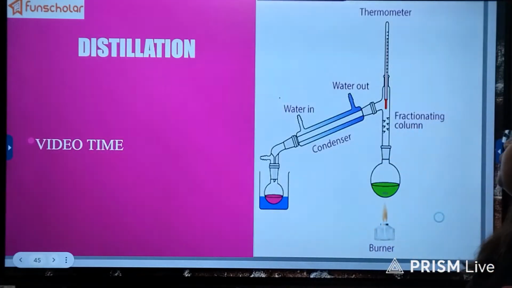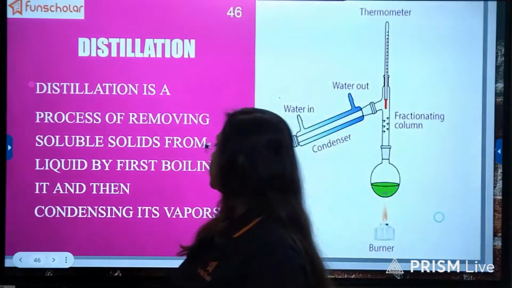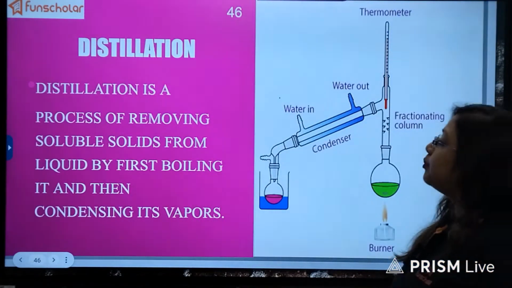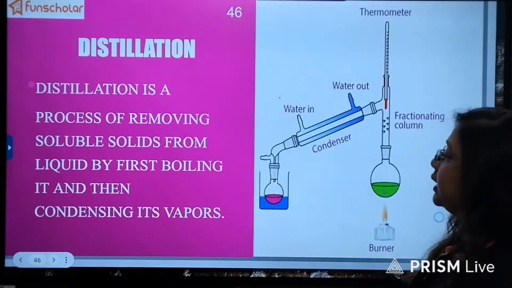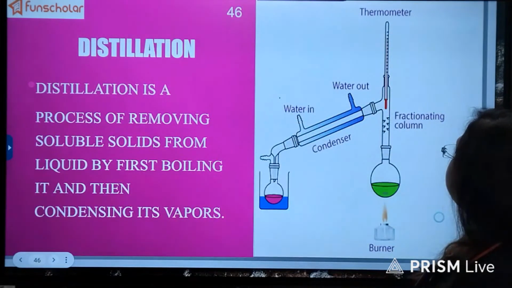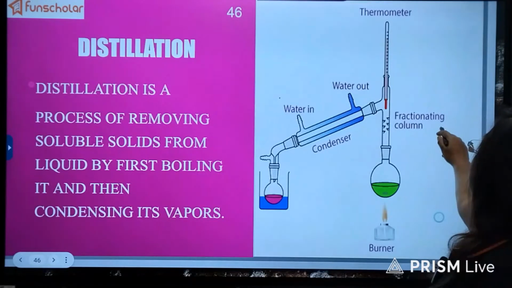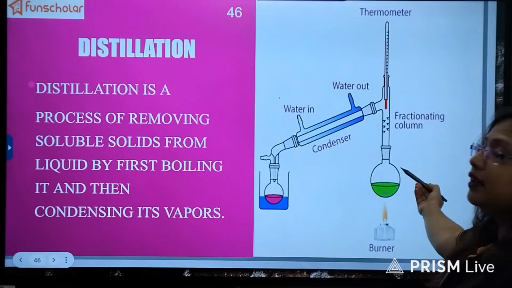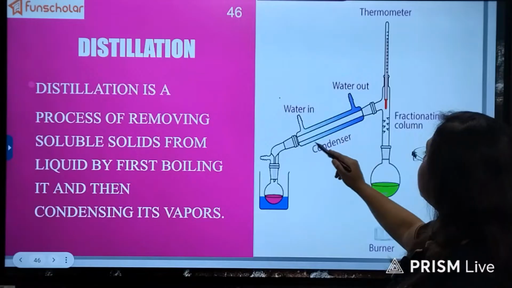So here is a video of distillation, but first we will learn about the distillation process. After that we will watch this video. Distillation is a process of removing soluble solid from the liquid by first boiling it, then condensing its vapors. Okay. So here you can see there is a thermometer, a fractionating column, and a burner which is heating this, and here you can see the water out condenser.